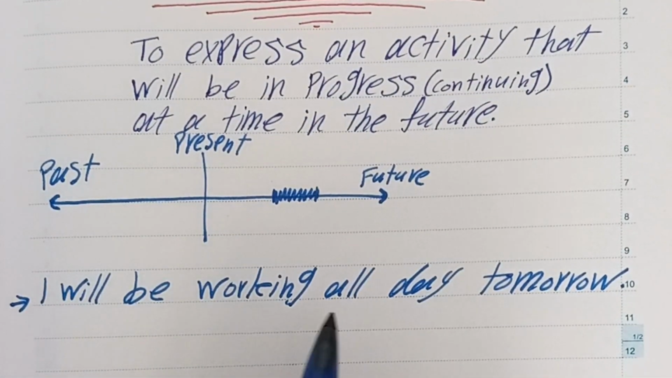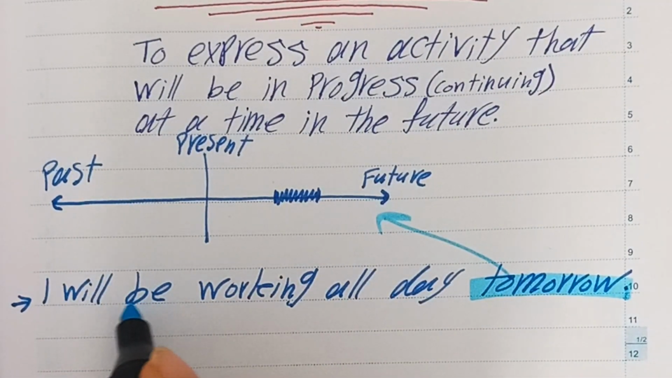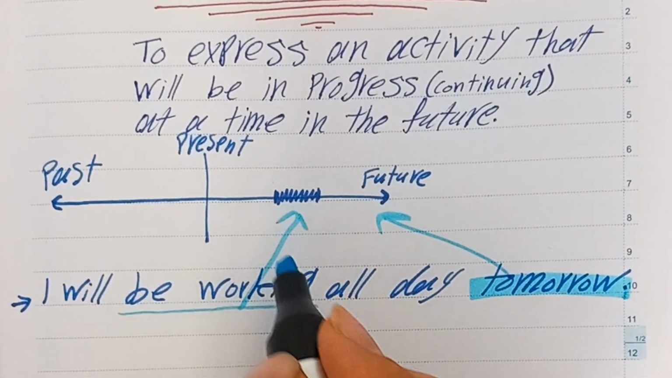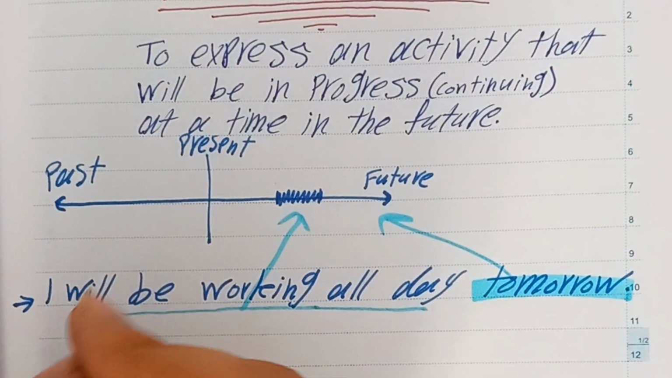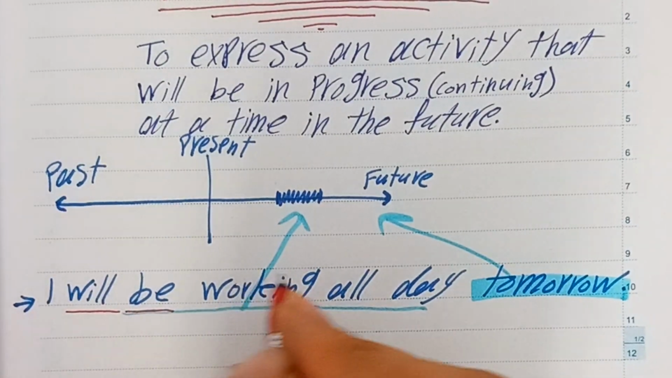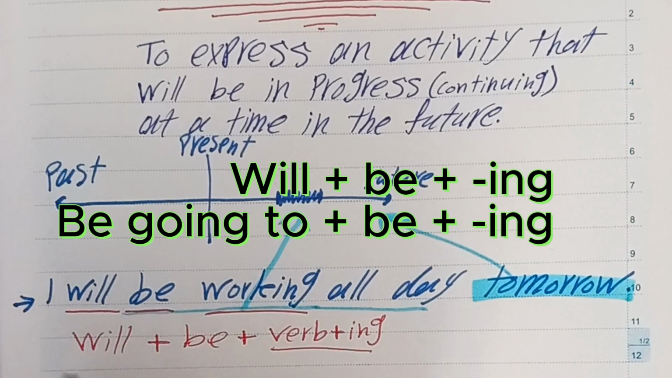I will be working all day tomorrow. This is in the future. I will be working. This is progressive. I will be working all day. So, it's very simple. Use will plus be plus a verb with ing. This makes future continuous. We can also use going to.